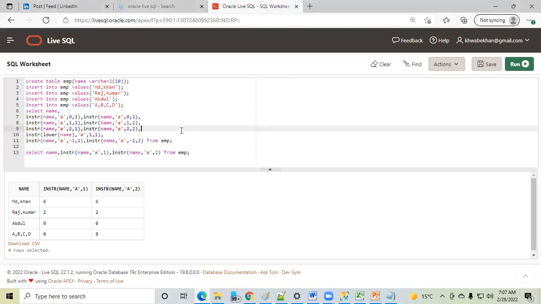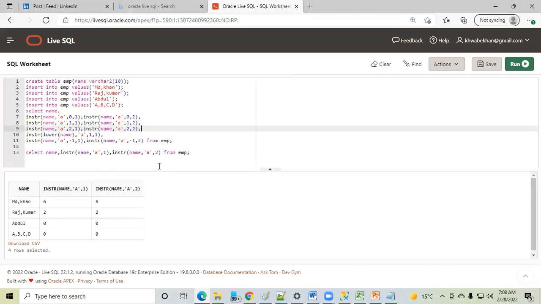Now see, I have written in string name, A, comma 2. Do you find any difference in the output of in string name A comma 2 and in string name A comma 1? Is there any difference here? No difference. Okay, perfect.